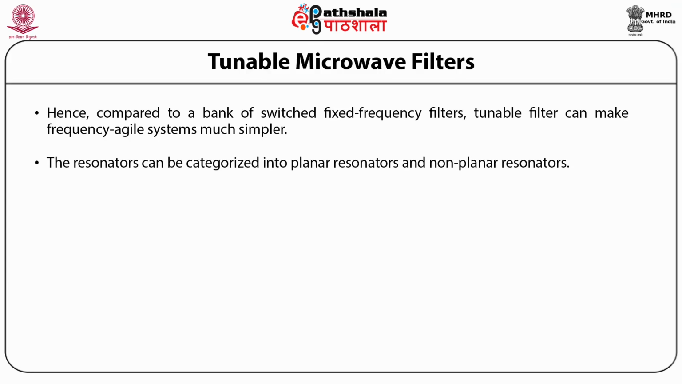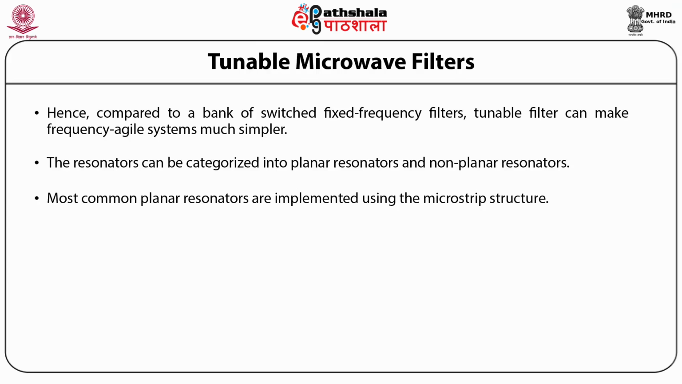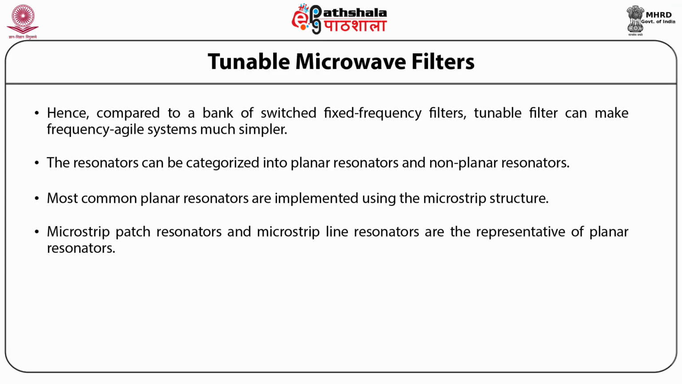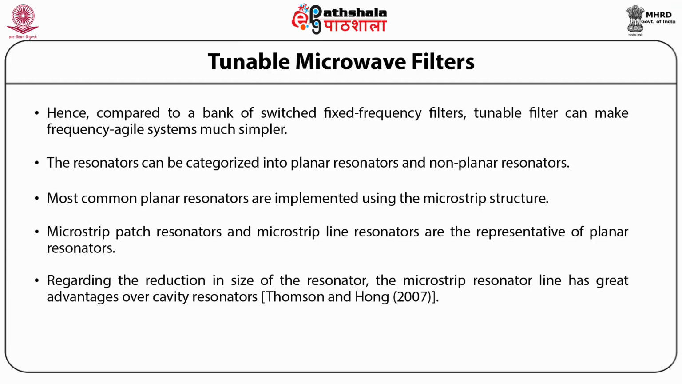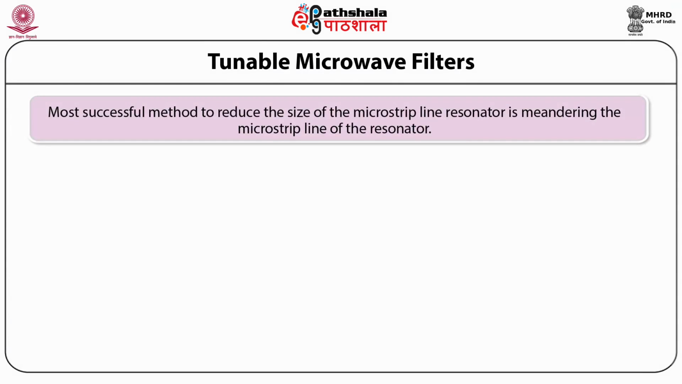The resonators can be categorized into planar resonators and non-planar resonators. So they have applications according to their categories. Most common planar resonators are implemented using the microstrip structures. So the microstrip patch resonators and microstrip line resonators are the representatives of planar resonators. Regarding reduction in the size of the resonator, the microstrip line resonator has great advantage over the cavity resonators, and the most successful method to reduce the size of the resonator is meandering the microstrip line of the resonator.